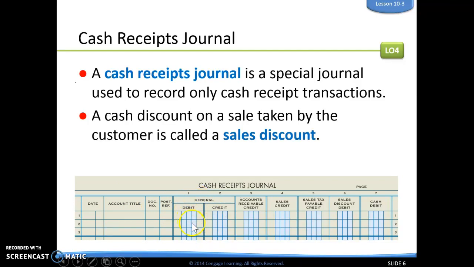We have our general debit and credit. And then these are special amount columns. Notice we have 5 special amount columns. So one for accounts receivable credit, one for sales credit, sales tax payable credit, sales discount debit, and then cash debit. Now this one, we should have a cash debit for every transaction that goes into our cash receipts journal. Because anytime we receive cash, we're debiting cash. If we do not have a cash debit, that tells us that we are in the wrong journal.